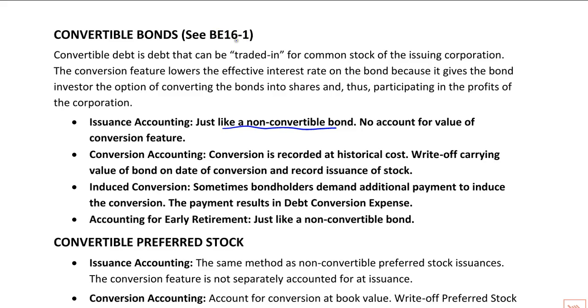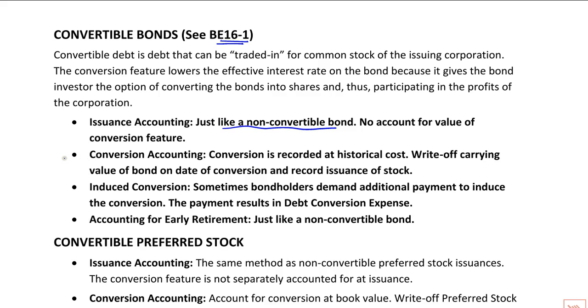For the issuance, we're going to just go look at brief exercise 16.1. You have premium accounts, par accounts, bonds payable holds the face value. I'm not going to go over that accounting because we covered that with regular bonds. The only thing you're learning here is that at issuance, treat the convertible bond as if it were a non-convertible regular bond. Okay.